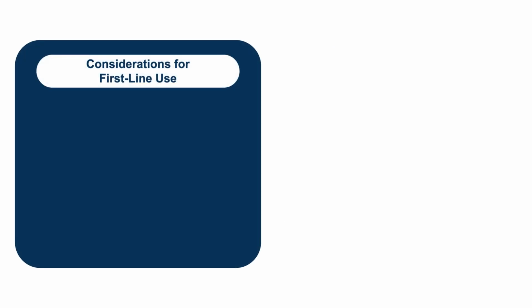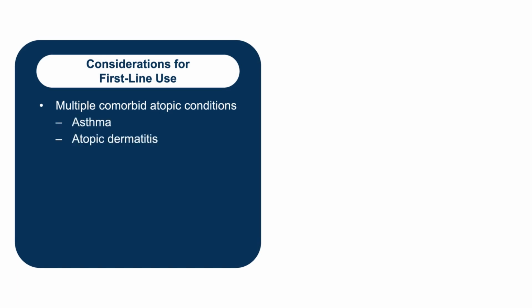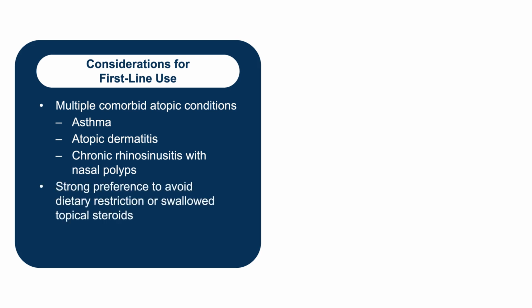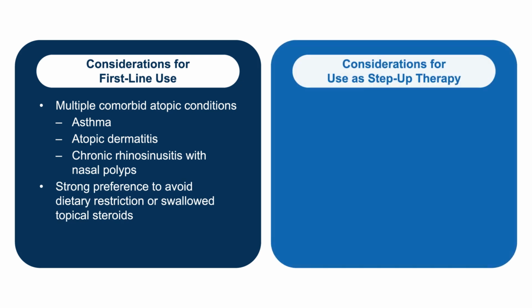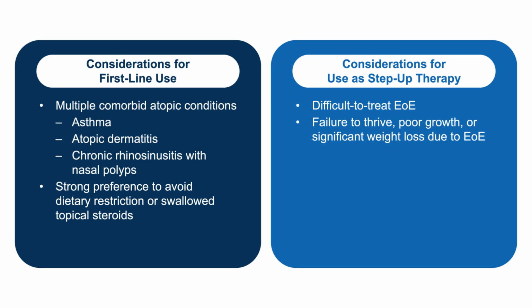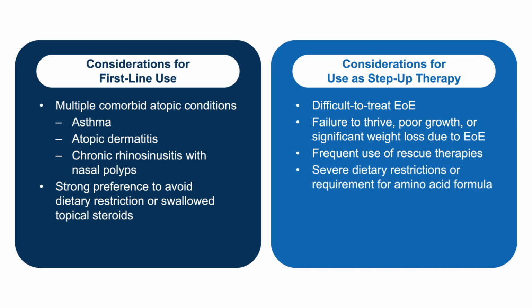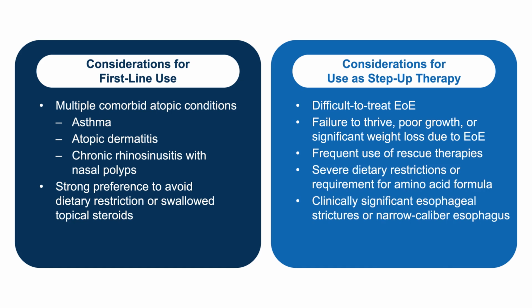Dupilumab should be considered in the first line in patients who have multiple comorbid atopic conditions, including asthma, atopic dermatitis, chronic rhinosinusitis with nasal polyps, or a strong preference to avoid dietary restriction or topical corticosteroids. Dupilumab should also be considered as a step-up therapy in patients who have very difficult to treat EoE, failure to thrive, poor growth, or significant weight loss due to EoE, frequent use of rescue therapies, severe dietary restrictions, or requirement for an amino acid formula, clinically significant esophageal strictures or narrow caliber esophagus, patients who are refractory to current therapies or they have adverse effects from current therapies.